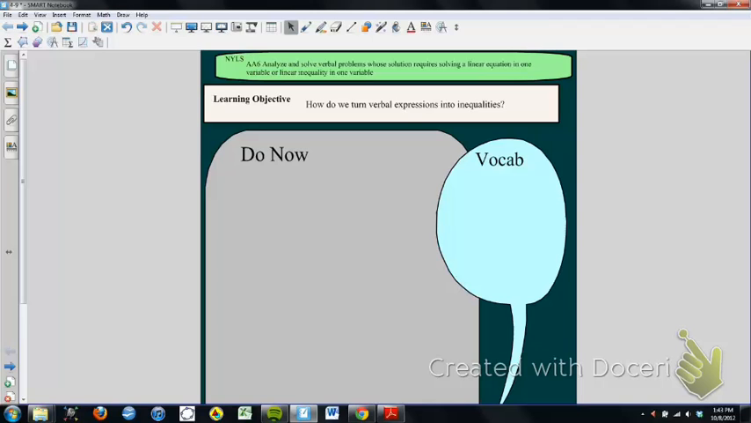Okay, so today we're going to talk about turning verbal expressions into inequalities. And this is AA6 for the Integrated Algebra Learning Standards for New York State: analyze and solve verbal problems whose solution requires solving a linear equation in one variable or a linear inequality in one variable. So clearly we're focusing on the last part of that learning standard.